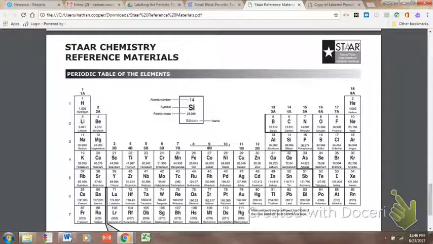All right, so let's talk about the name and list the names of the families of the periodic table. The first one that we'll label is this column right here, and that is called the alkali metals. And I'll try to do my best to write those in conjunction with the column that it's in. So column number 1, group number 1, those are called the alkali metals.